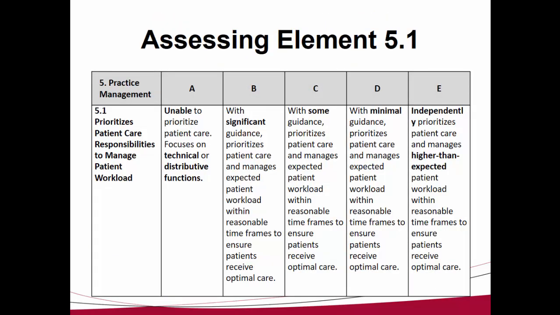For element 5.1, prioritizes patient care responsibilities to manage patient workload, Beth understood how to prioritize a workload based on patient needs and urgencies. For example, she would process an order for a parent with a sick child first. Teaching point: efficiency and speed is not an entry to practice requirement. Probing questions allow a preceptor to understand thought process in prioritizing workload. We would rate Beth in column D for this element.